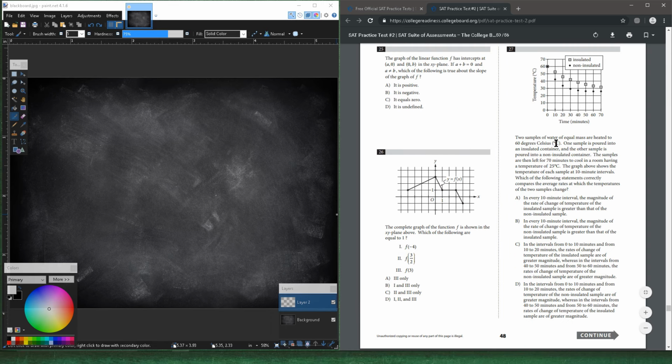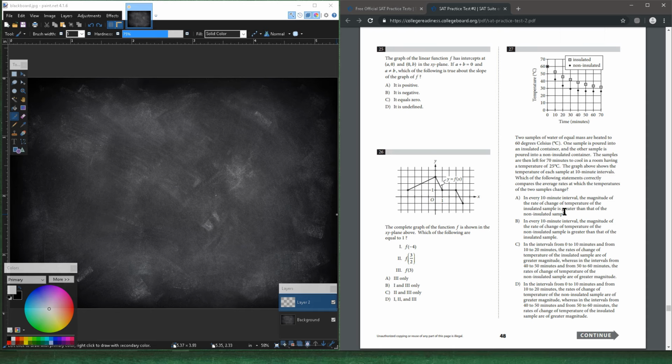27. Two samples of water of equal mass are heated to 60 degrees Celsius. One sample is poured into an insulated container and the other is poured into a non-insulated container. The samples are left for 70 minutes to cool in a room at 25 degrees. The graph shows the temperatures at 10-minute intervals. Which of the following correctly compares the rate at which the temperatures are decreasing? In every 10 minutes, the magnitude of the rate of change of the insulated, which is right here, is greater than that of the non-insulated.